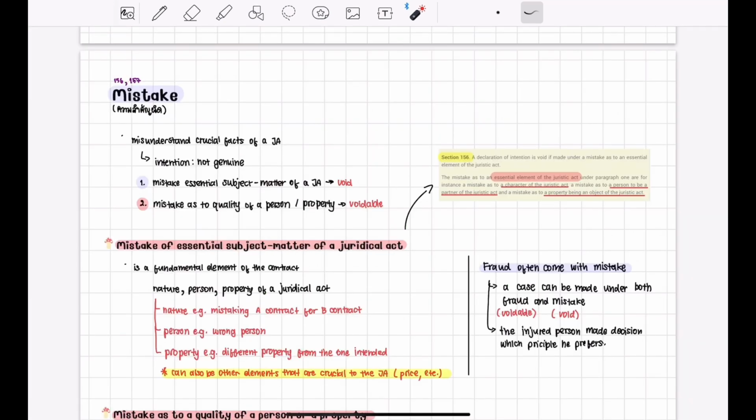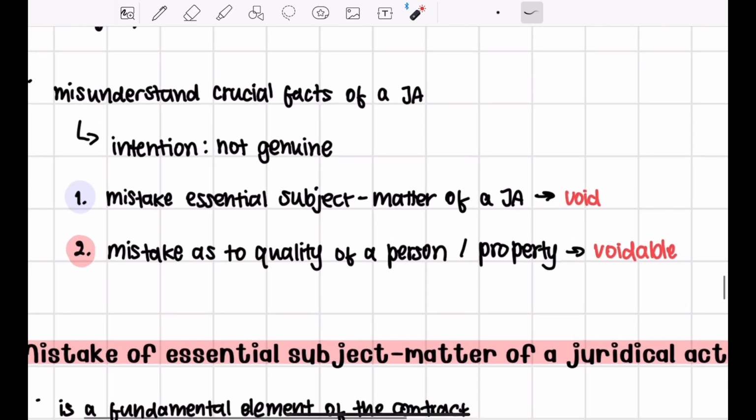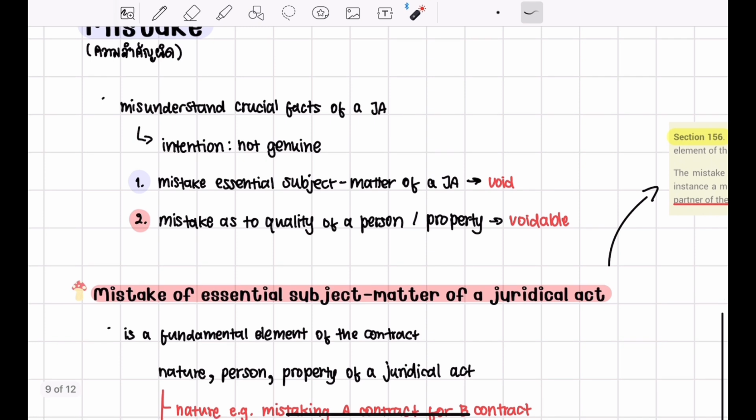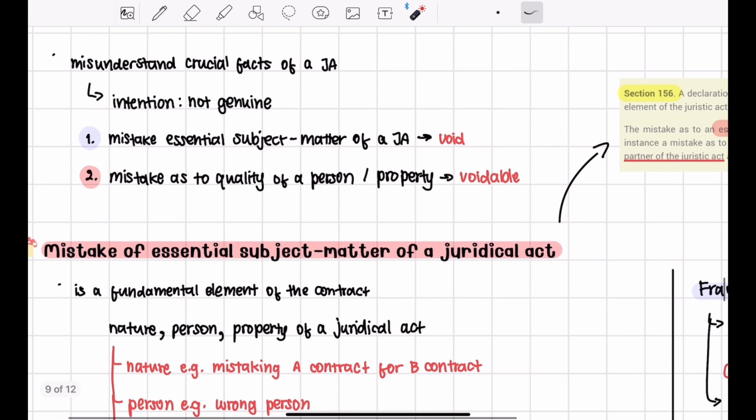Next is the concept of mistake. A mistake happens when a party misunderstands some crucial facts about a JA. That means their intention is not genuine, not from their free will, and not actually the inward intention they have, because they are mistaken about the JA. There are two types of mistakes. First is a mistake as to the essential elements of a JA, which will render the declaration of intention void. And the second one is a mistake as to a quality of a person or a property, which will render the declaration voidable.